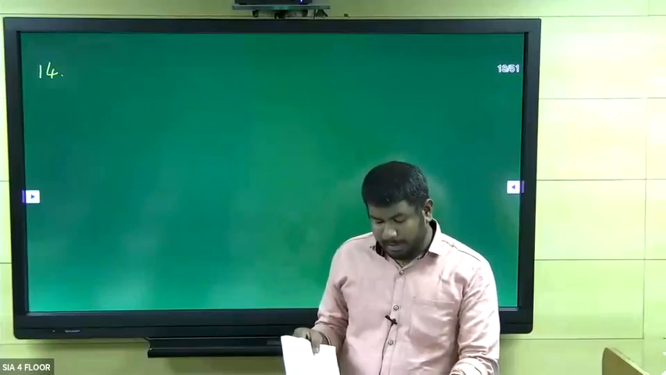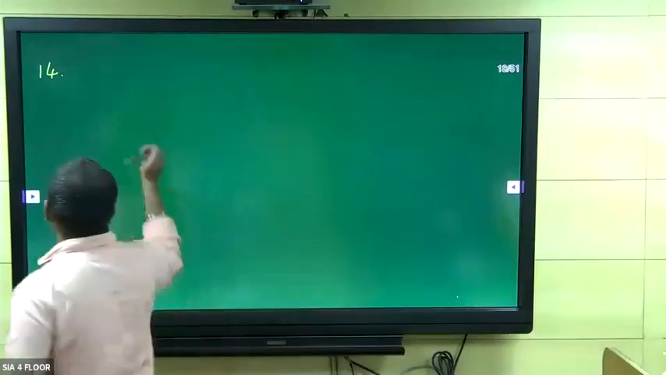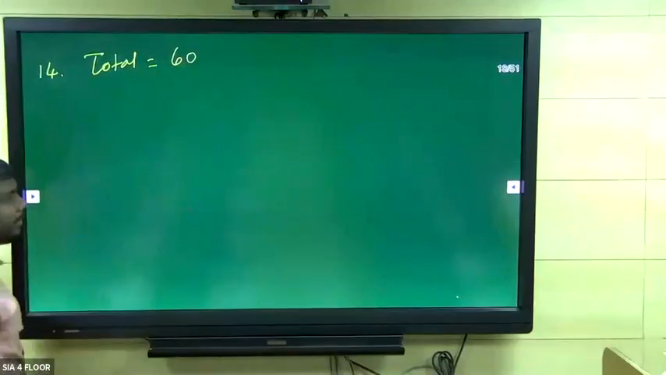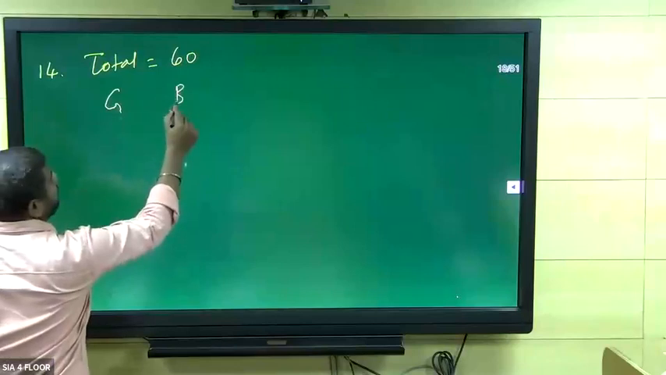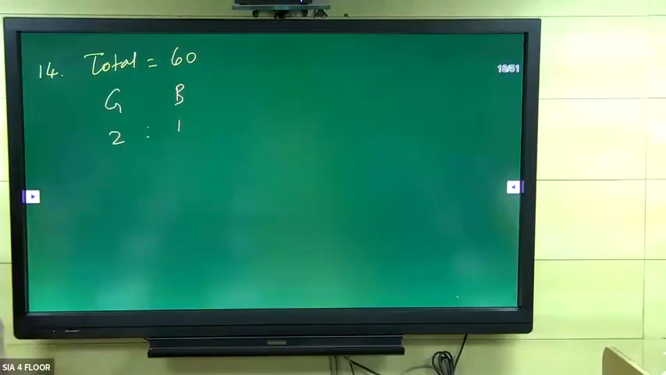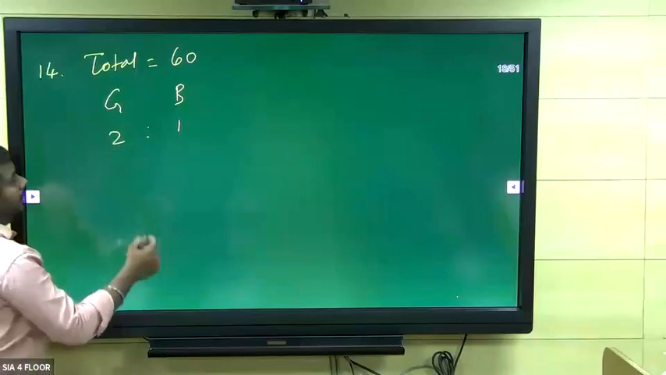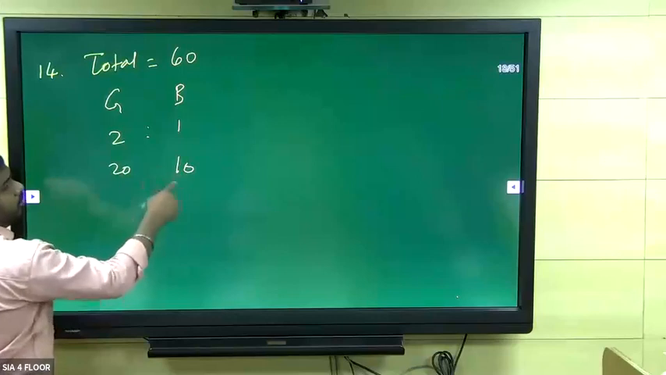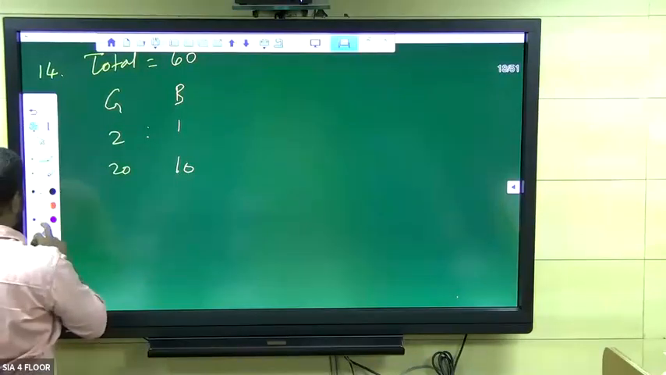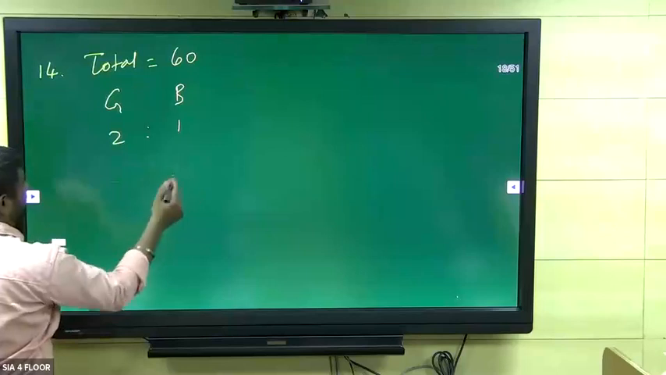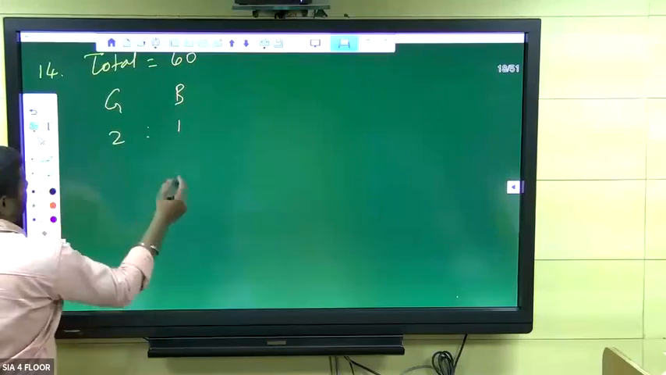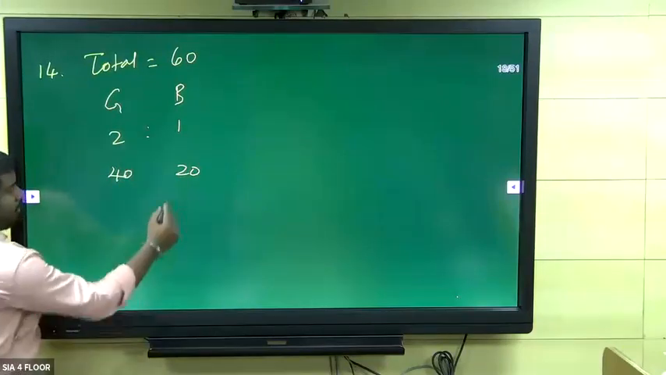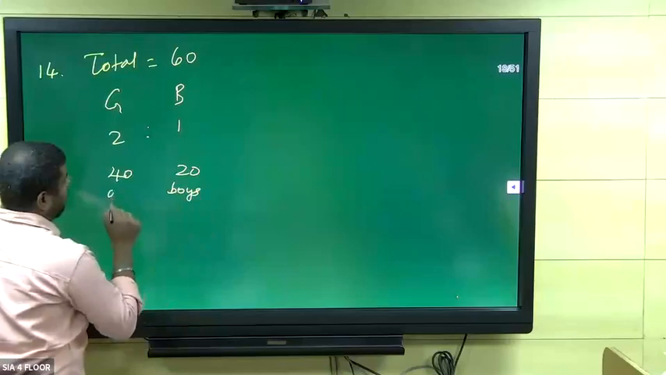Kamal, a boy, ranked 17th from the top. Listen here. Total students is 60. Girls and boys ratio is 2:1. So we should make it 60. If I take 10 boys, then twice will be 20, but the total count is 30, right? But we need to make it 60. So I'm going to take 20 boys. Double the value is 40. So 20 plus 40 is 60. So 20 boys and 40 girls are there.